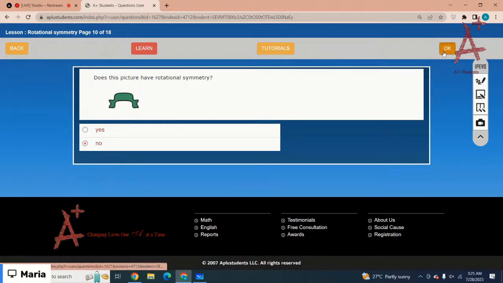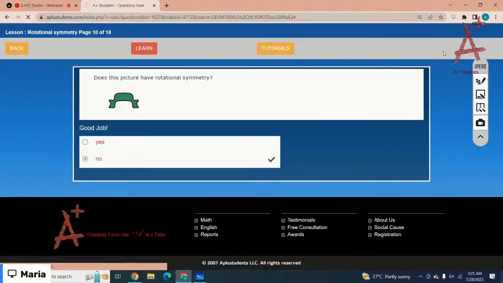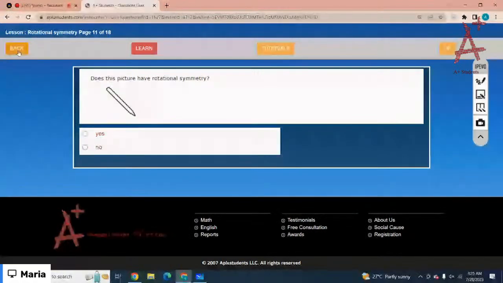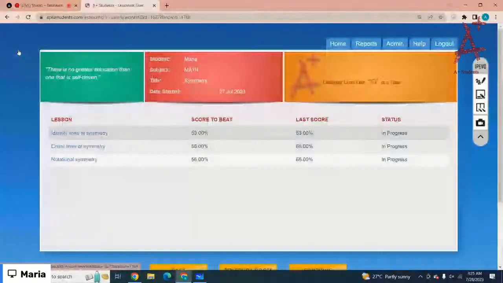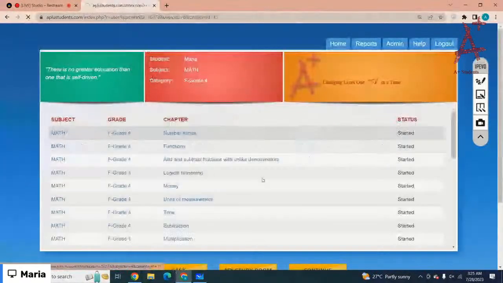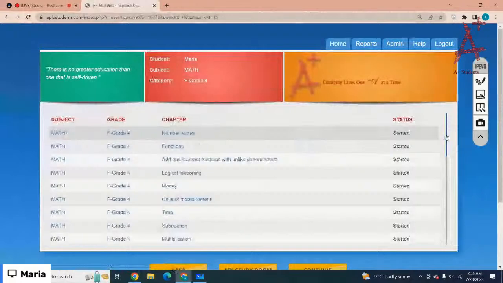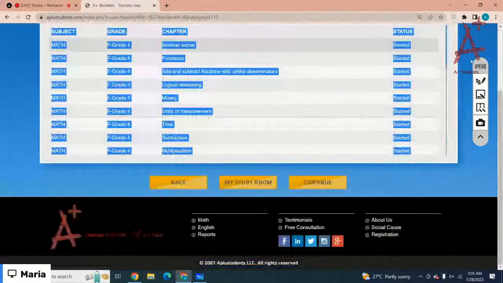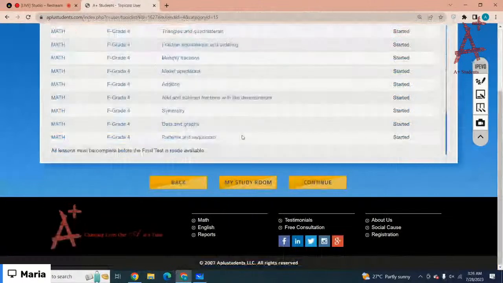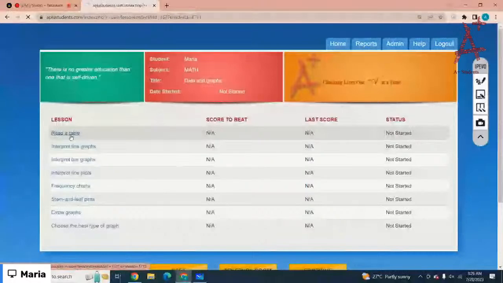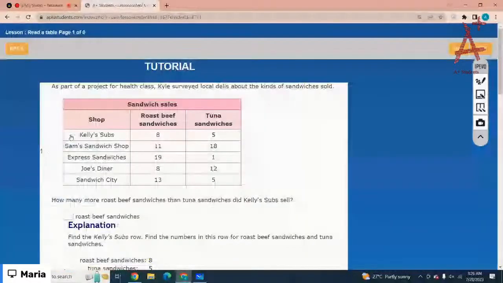Okay, you can complete the rest of the questions by yourself later today. Let's just start with the next lesson. So we are done with the chapter. We're going to start with the new chapter, that is data and graphs. Let's just start with the first lesson, read a table. Basically we're going to learn how to read values from the data in a table. Got it? So let's just start with the first example.